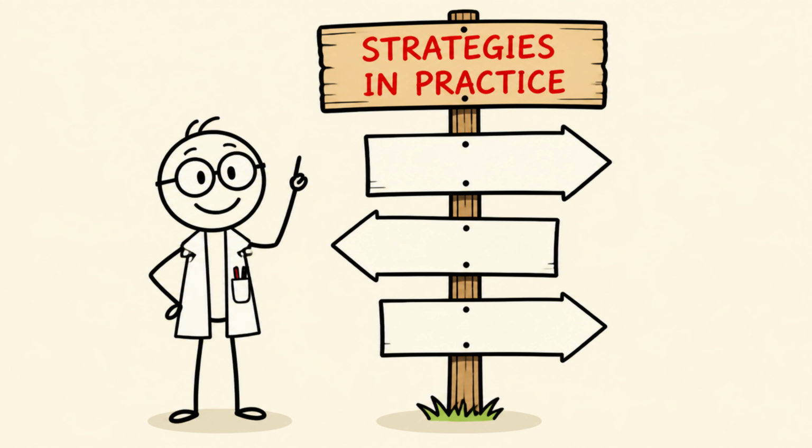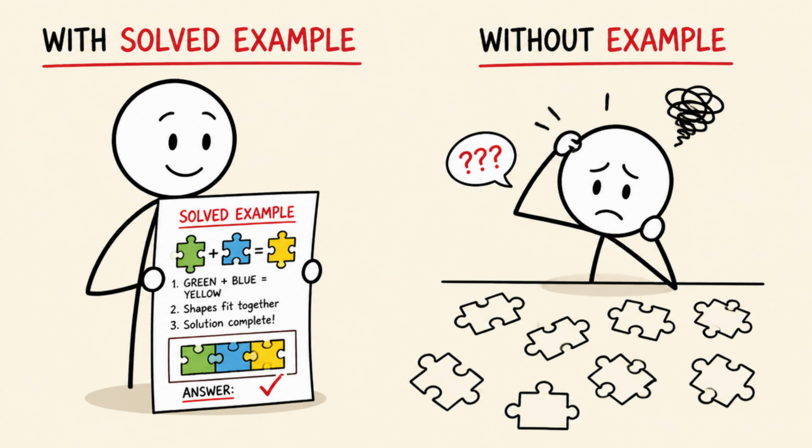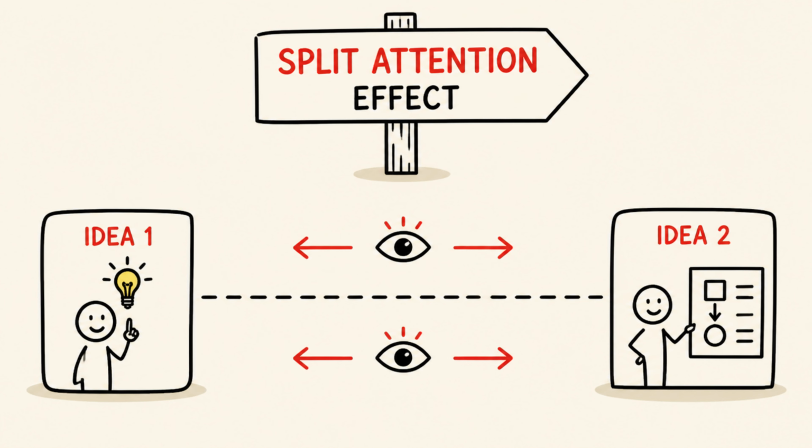Cognitive load theory has led to several well-known learning strategies. One is the worked example effect. Research shows that beginners often learn better by studying fully solved examples first, rather than immediately attempting to solve problems on their own. Watching a complete solution reduces the mental strain of both learning a new process and executing it at the same time.